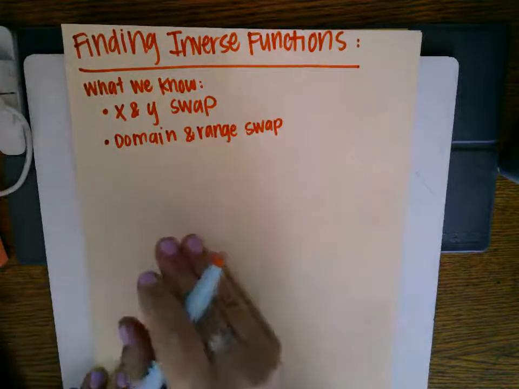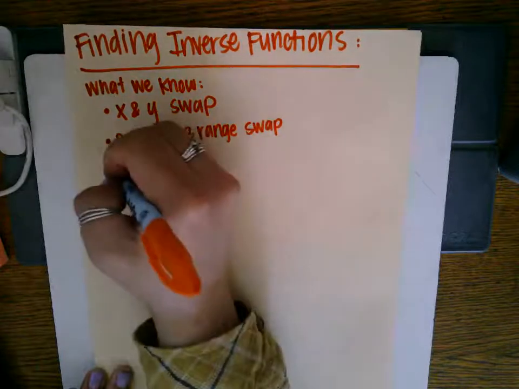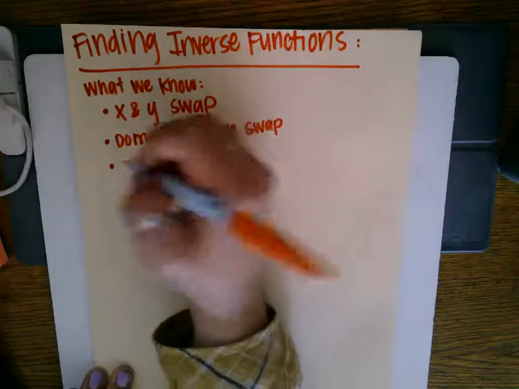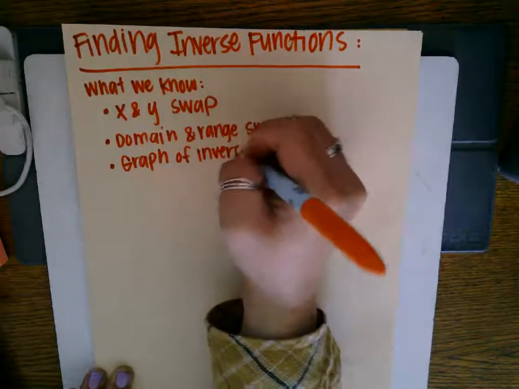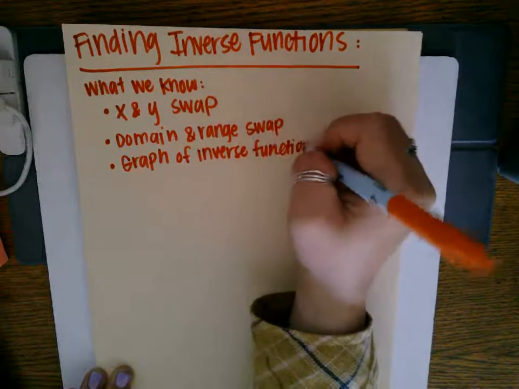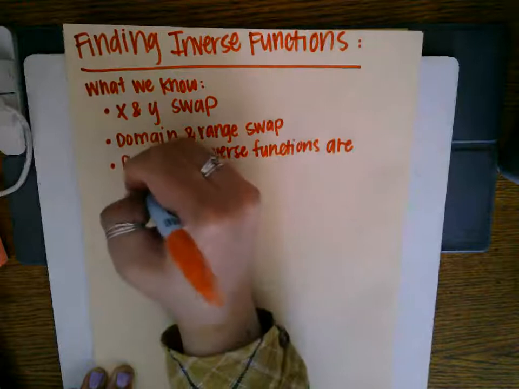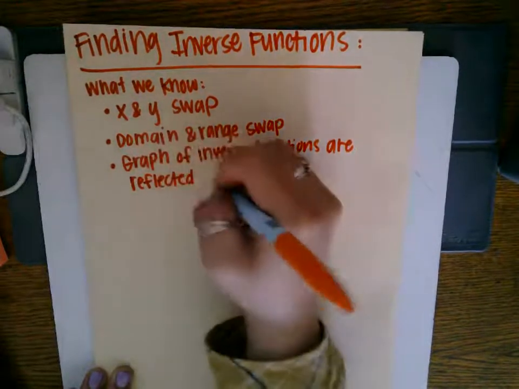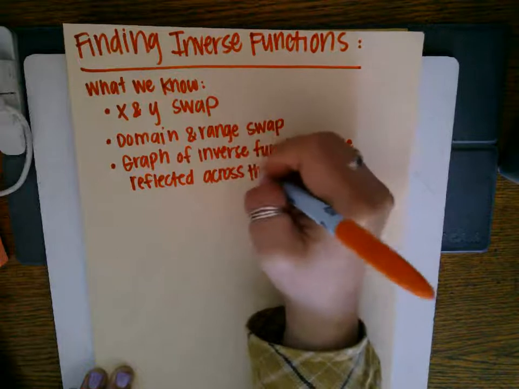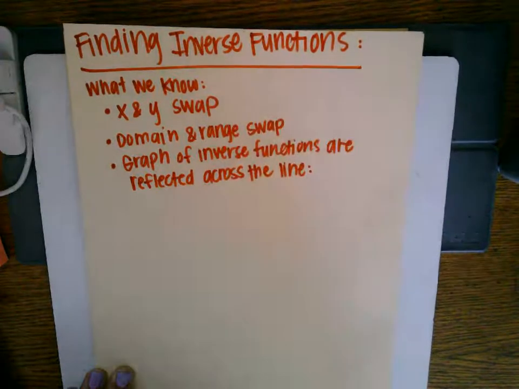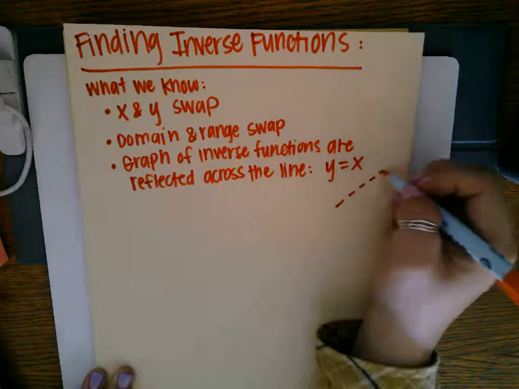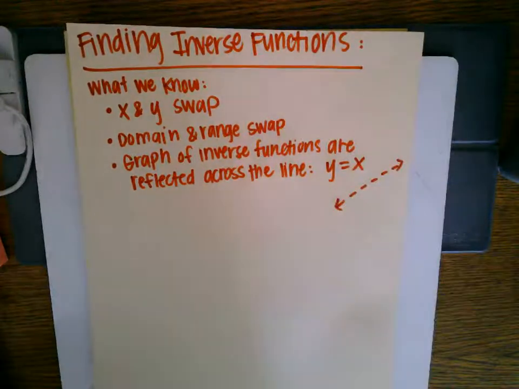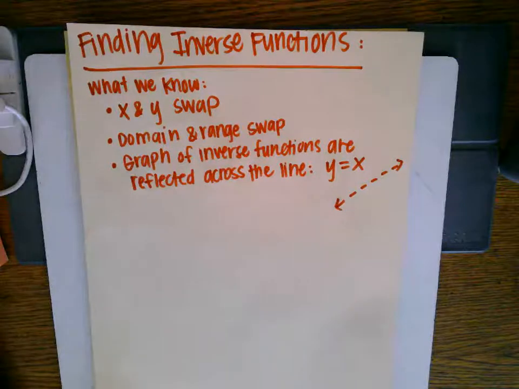And since x and y swap and the domain and range swap, we also know that if I were to graph it, the graph of inverse functions are reflected across the line. Can you remember what it is? What line does it reflect across? Yes, it is the line y is equal to x, that diagonal line. Y is equal to x. And if we think about it, this makes sense.